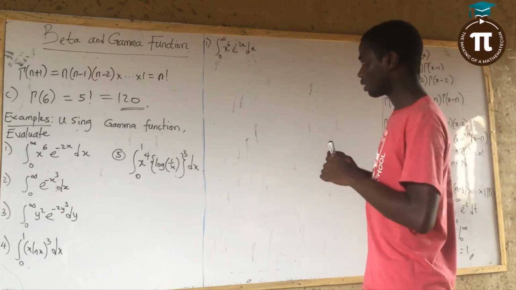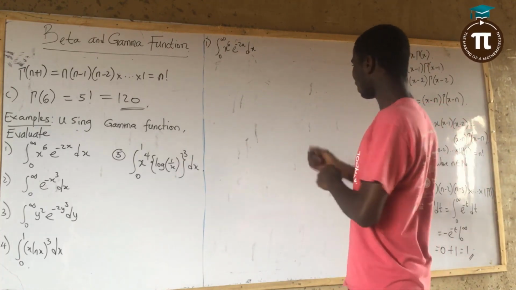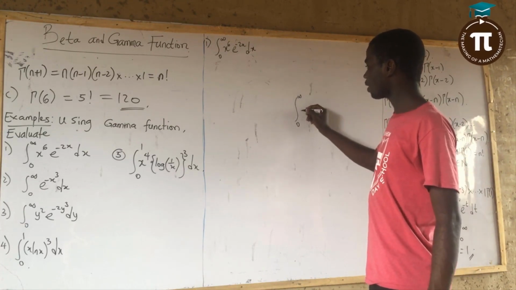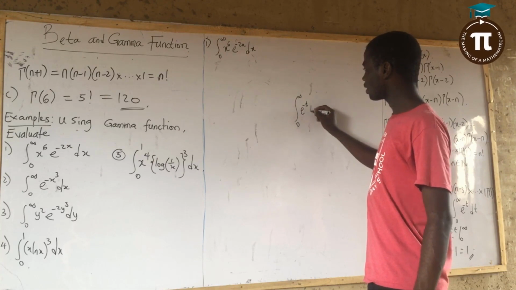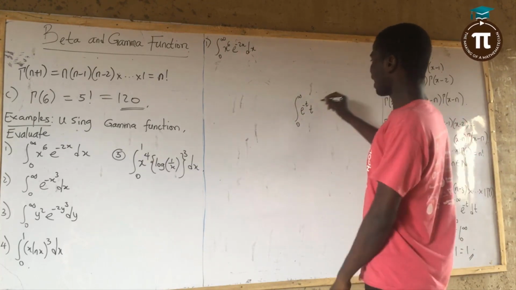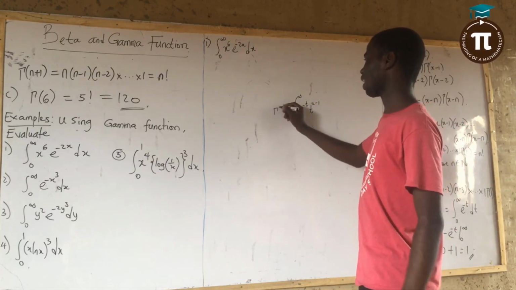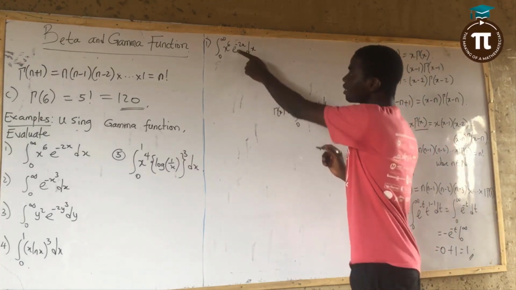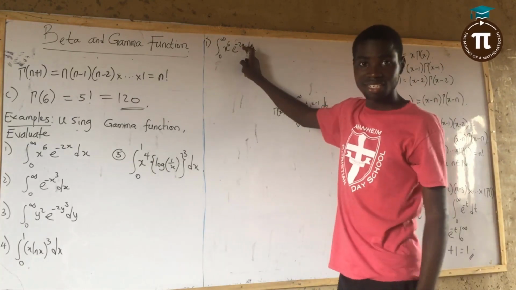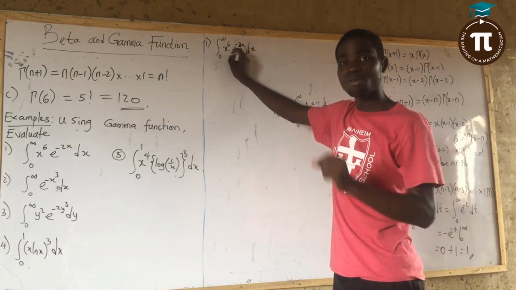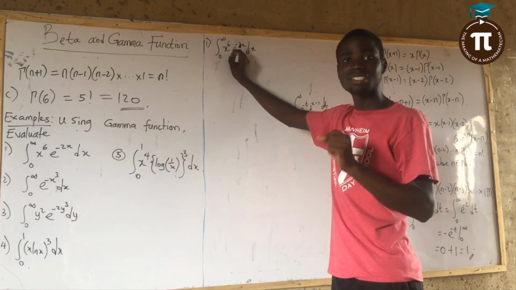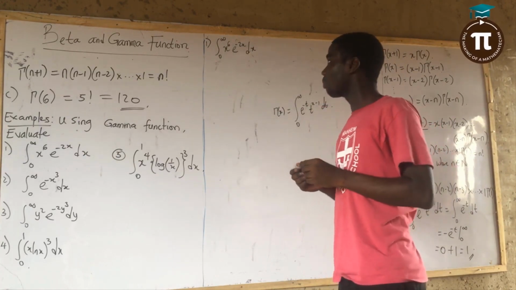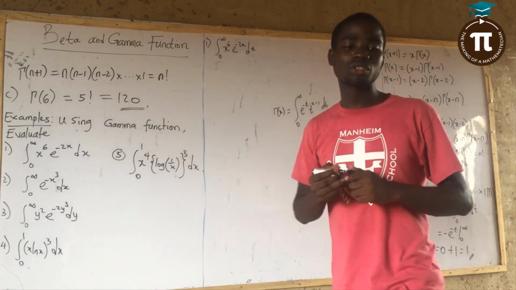Recall the gamma function. We want to use the gamma function to evaluate all this. What is the gamma function? Γ(s) is the integral from 0 to infinity of e^(-t) t^(s-1) dt. But assuming this one is e^(-s), this would have been exactly Γ(6+1). But it has e raised to power minus 2s.